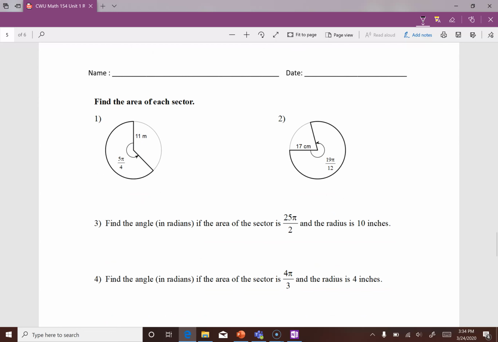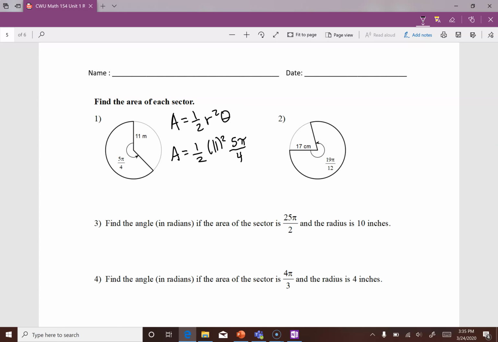Next up, we're going to find the area of each sector. Well, to do this, we have to use our sector formula, which is 1/2 r squared theta. Plugging into that, I get A equals 1/2, I got to put in my radius first, 11 squared, and then 5 pi over 4. Well, of course, 11 squared is 121.